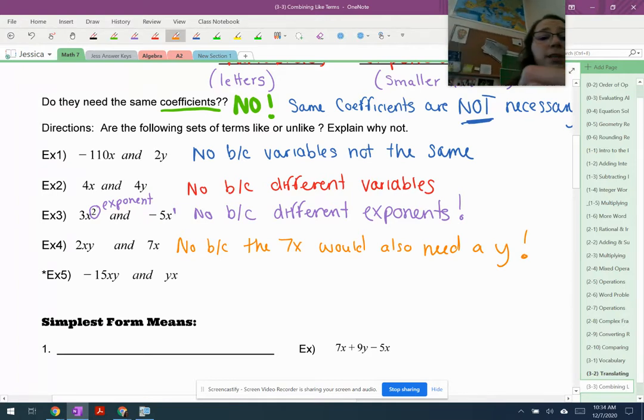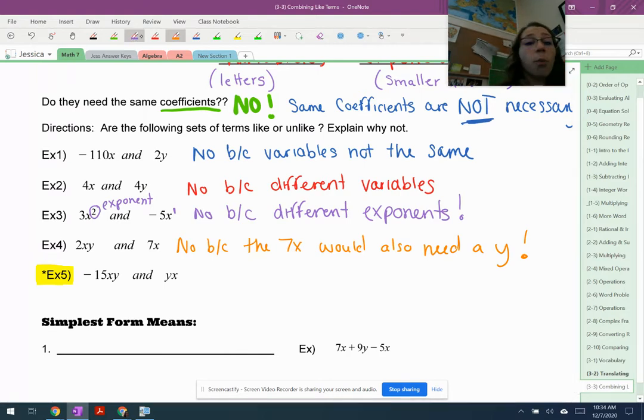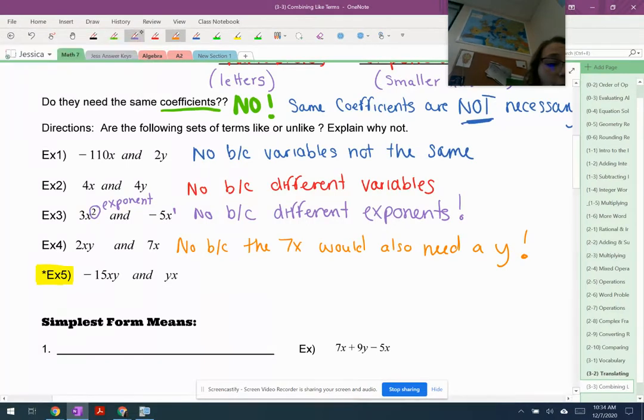And finally, last but not least, this example 5, and this one is important. It's got a star next to it if you didn't realize this. This is an important example that we're going to look at, and it's going to come up in homework problems, practice problems quite frequently. So just be on the lookout. So negative 15xy and yx. So here, it's important to be careful because there is a coefficient of 1 in front of that yx that we have there.